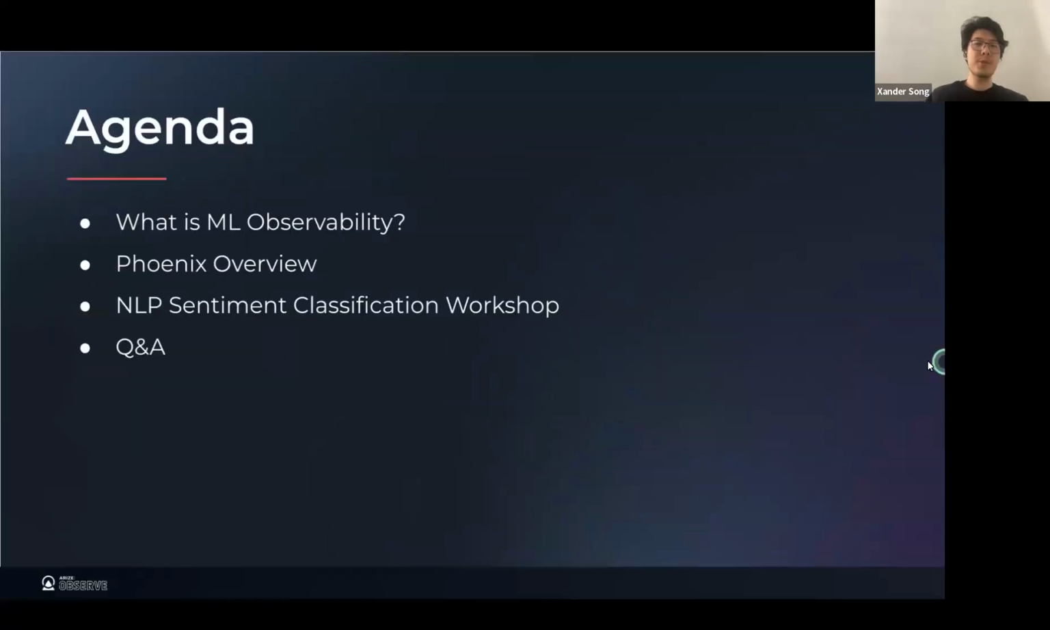Here's our agenda. We're going to start really high level and just talk about what is ML observability. I'm going to give you an overview of Phoenix, and then we're going to hop into the interactive portion of the workshop, where again, we're going to be dealing with an NLP sentiment classification model, and we'll reserve some time at the end for questions and answers.